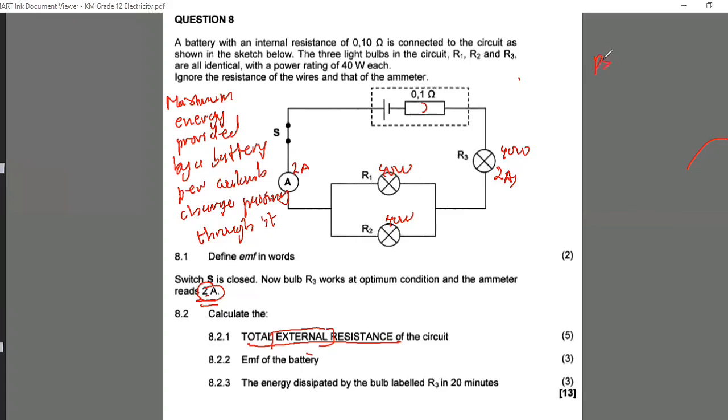So we have power is equal to I squared times R. Then the power is 40 and the current is 2. So 2 squared and then R. This will give us 4, so 4R, divide both sides by 4. So the resistance is 10 ohms, right? If the resistance is 10 ohms, that means R3 is 10 ohms, R1 is 10 ohms, and R2 is also 10 ohms. So now we can actually use this to calculate the total resistance.